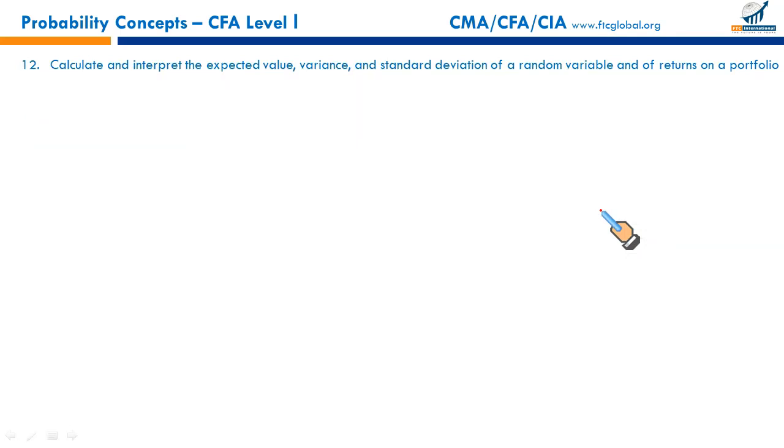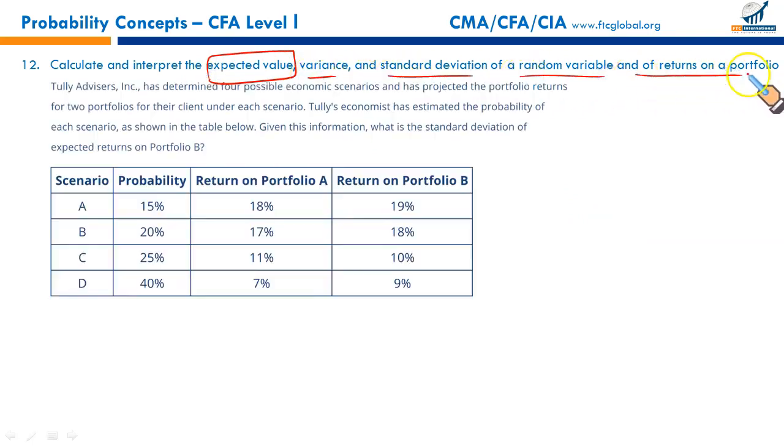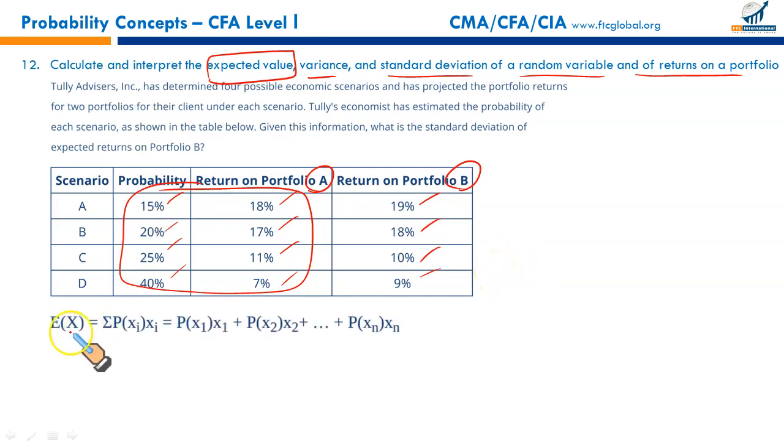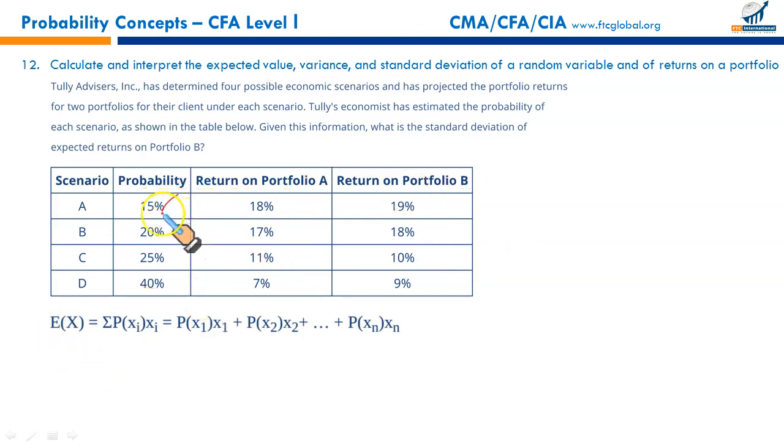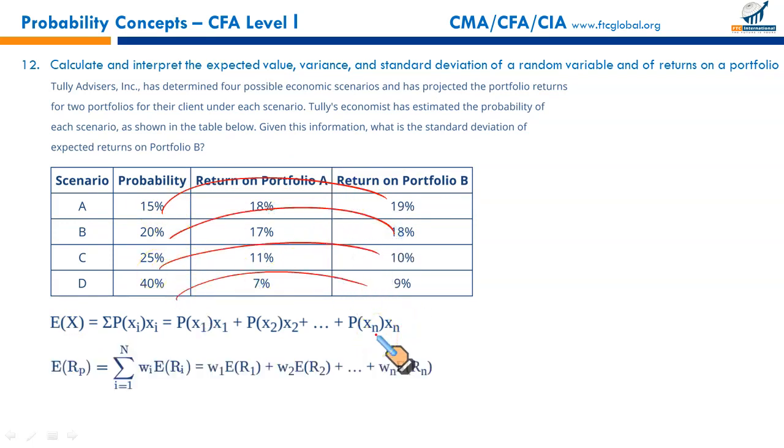Next, calculate and interpret the expected value, variance, and standard deviation of random variables and returns on a portfolio. This we will discuss in detail in our questions. Let's say we have two portfolios, portfolio A and B, and this is the probability of returns from portfolio A, and this is the probability of returns from portfolio B. When we say expected value, simply multiplying the probabilities with the returns of A will give us the expected value return on A, E(X_A), and we can do the same for portfolio B. Multiplying these probabilities with these returns will give you the expected return on portfolio B.